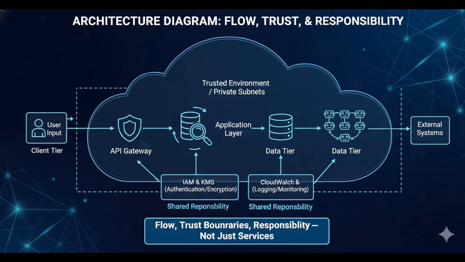Here's the final sentence to lock the entire course into memory. A good architecture diagram shows flow, trust boundaries, and responsibility, not just services. If you can do that, you don't just pass the exam, you think like an owner. Final self-test. AWS asks for a secure, observable GenAI system with RAG and agents. What must your diagram include? Data flow, retrieval before generation, the agent loop, IAM roles, VPC boundaries, and observability. You're done.